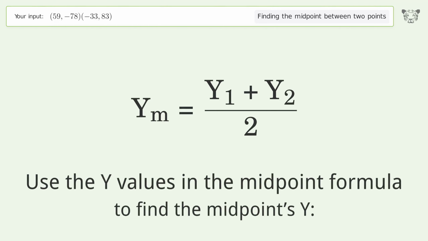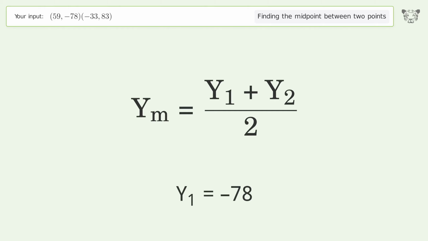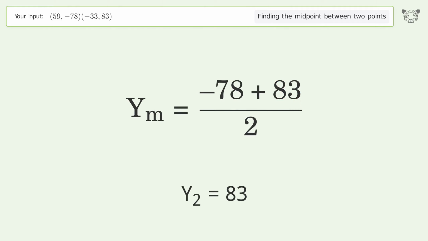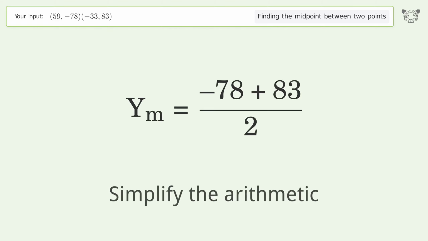Use the y values in the midpoint formula to find the midpoint's y. y1 equals negative 78. y2 equals 83. Simplify the arithmetic.